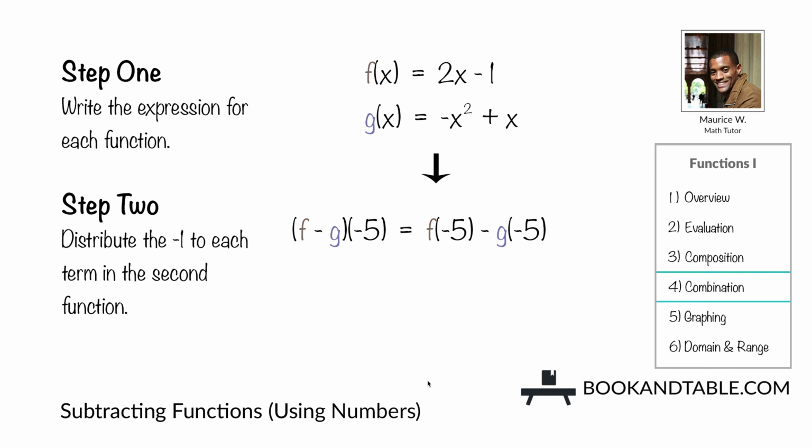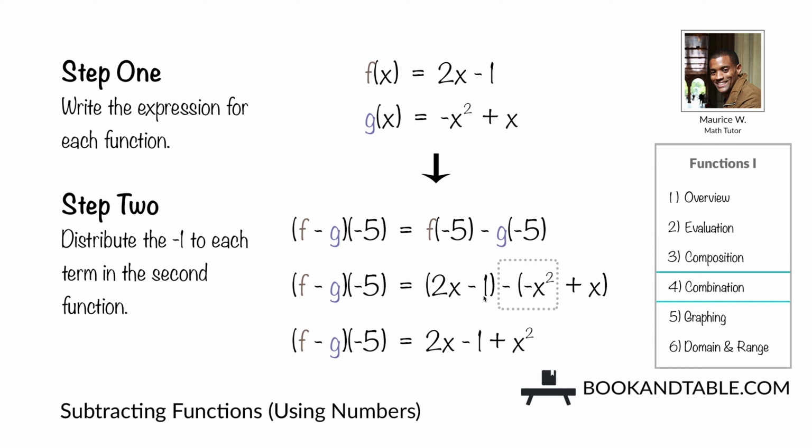Let's have a look at the example f minus g of negative 5. This would be equal to f of negative 5 minus g of negative 5. So step 1 is to write the expression for each function, f and g. So again, we get 2x minus 1 minus negative x squared plus x. Step 2 is the same. Distribute the negative 1 to each term in the second function, giving us 2x minus 1 minus negative x squared, which is plus x squared. And negative 1 times x is negative x.